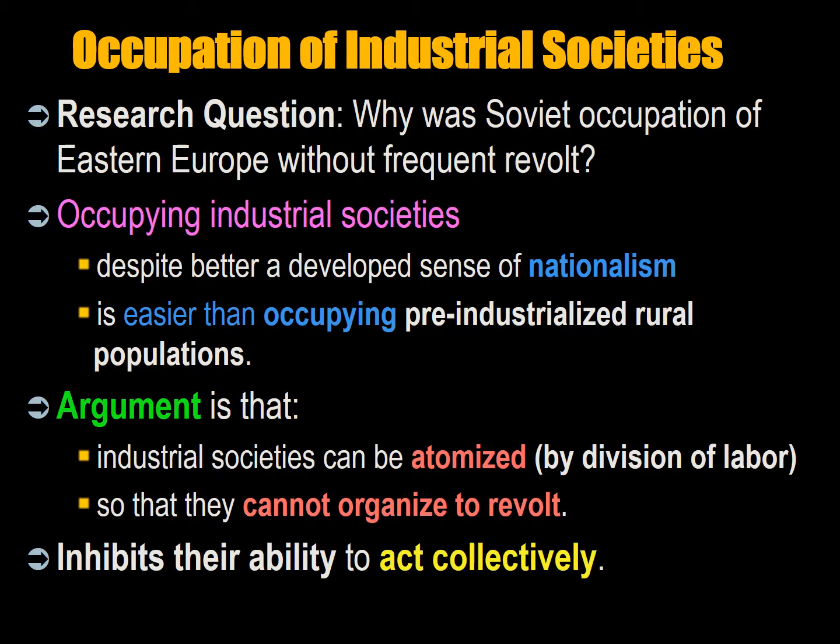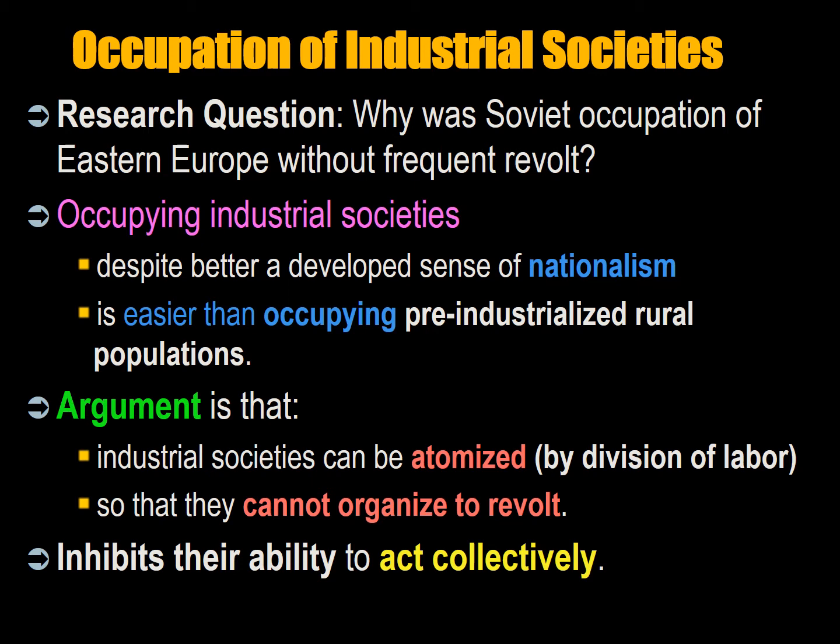So in contrast to the American failure in Vietnam is the research question. If it's so difficult to occupy populations, then why was the Soviet occupation of Eastern Europe, the backing of the communist government in Poland and Romania and Bulgaria, and the physical occupation of Hungary, Czechoslovakia, and East Germany, why were there no successful revolts in Eastern and Central Communist Europe?